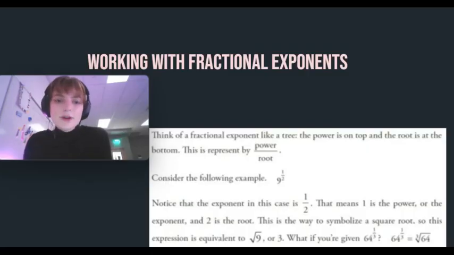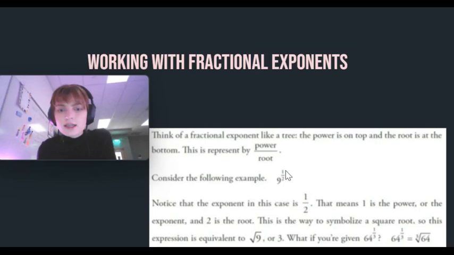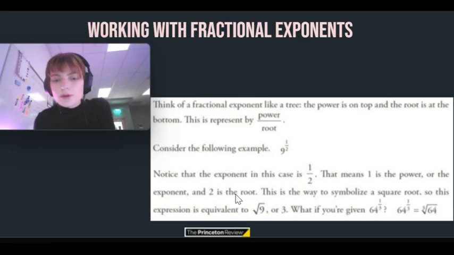A brief note on working with fractional exponents. Think of a fractional exponent like a tree. The power is on top and the root is at the bottom. This is represented by power over root. Consider the following example: 9 to the power of 1 over 2. Notice that the exponent in this case is 1 over 2. That means 1 is the power, or the exponent, and 2 is the root. This is the way to symbolize a square root, so this expression is equivalent to root 9, or 3.